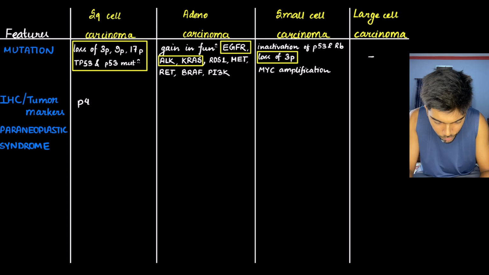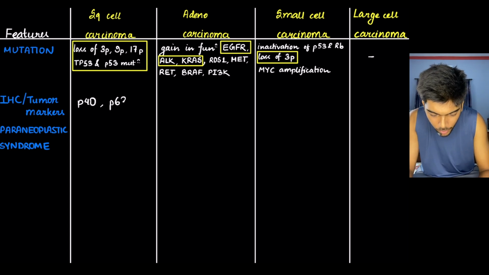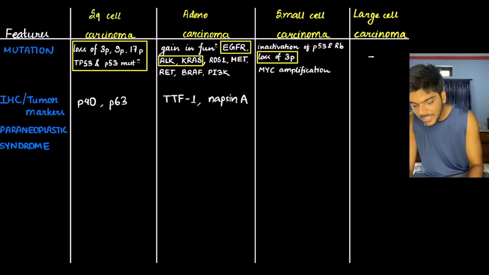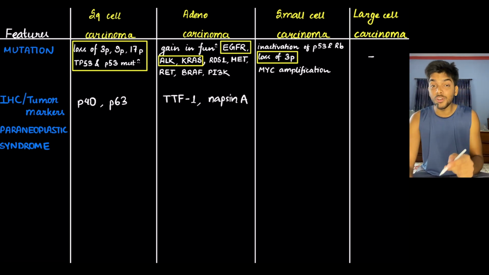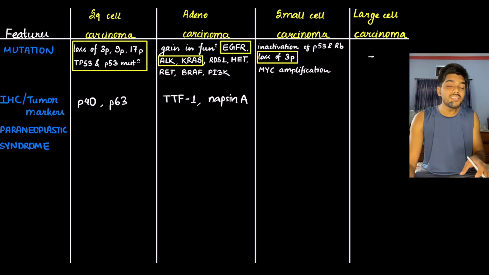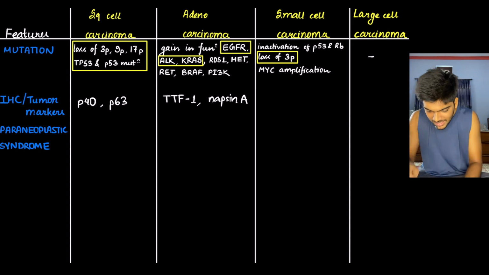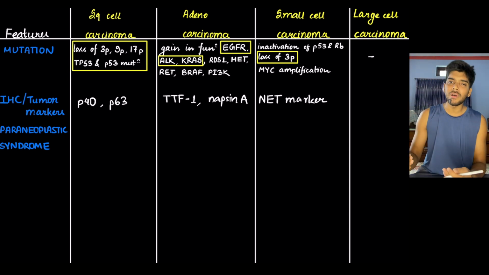Squamous cell is P40 positive and P63 positive. Adenocarcinoma is thyroid transcription factor 1 positive and napsin A positive. Small cell carcinoma. Again, I said that small cell carcinoma is a neuroendocrine tumor, and it is a great advantage that you know neuroendocrine tumors beforehand. This is the reason why. Small cell carcinoma shows all the neuroendocrine tumor markers. So if you know what the neuroendocrine tumor markers are, it is going to be positive for all of them, right?